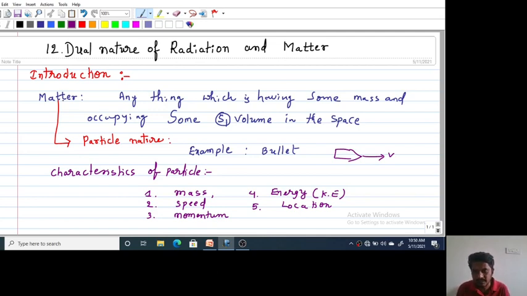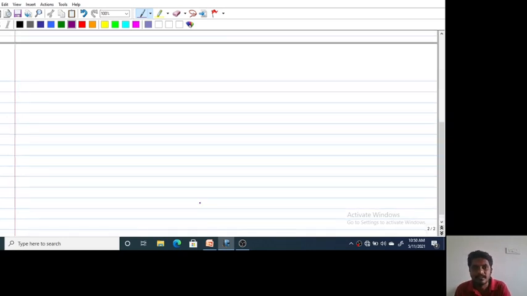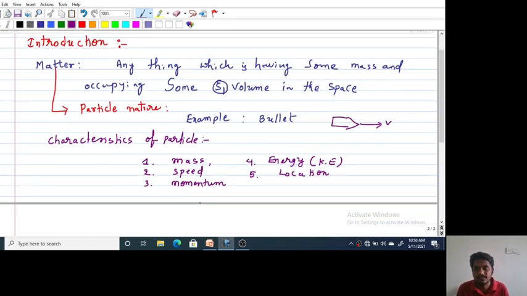These are the characteristic properties of the particle. Generally matter has particle nature. Bullet is made of atoms. It is a matter, and it has a particle nature. So a particle has a mass, speed, momentum, kinetic energy, and a very important characteristic property is location. A particle can be located in space. This is about matter. Please remember, matter generally has particle nature.